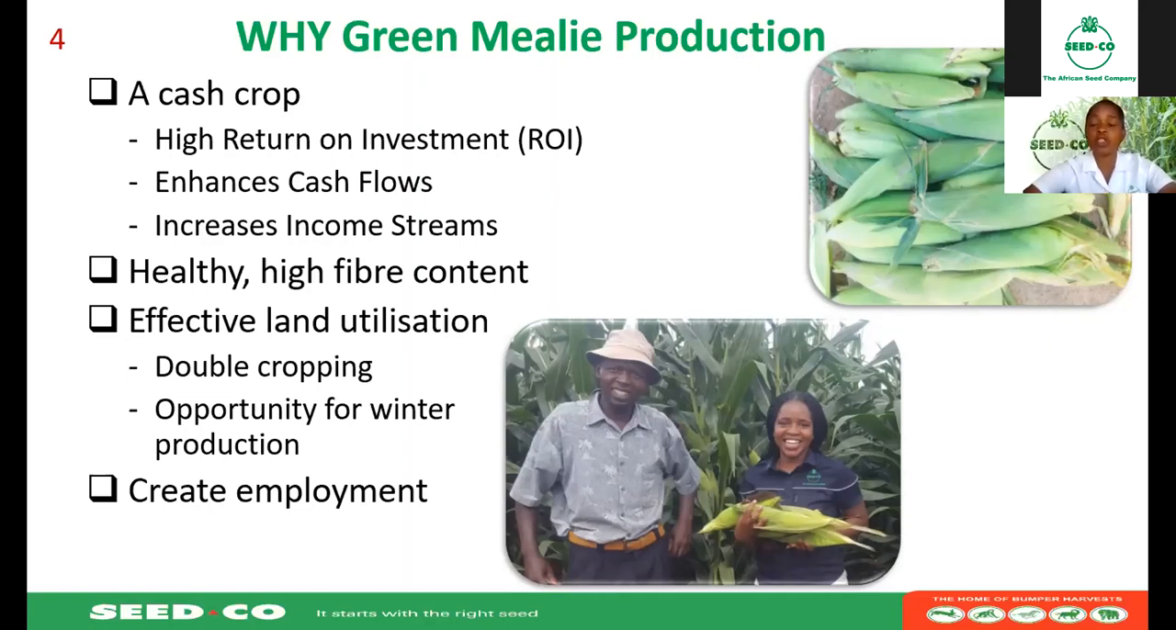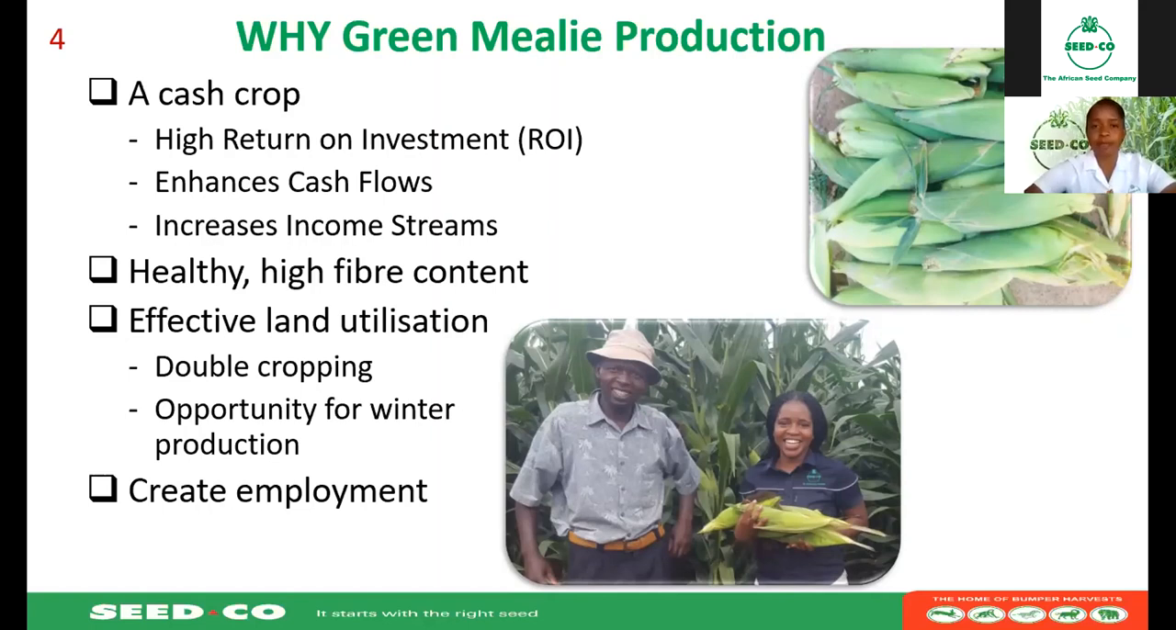It also allows you to come in with regular cash flows and income streams, and it doesn't put you in strains of credit because you are constantly knocking on doors to look for credit facilities, you then are able to run a sustainable farming enterprise.